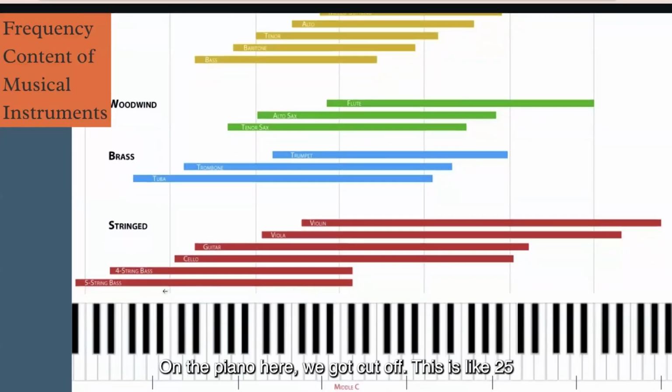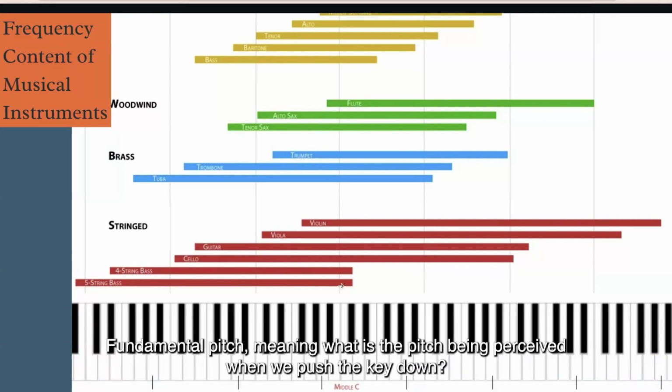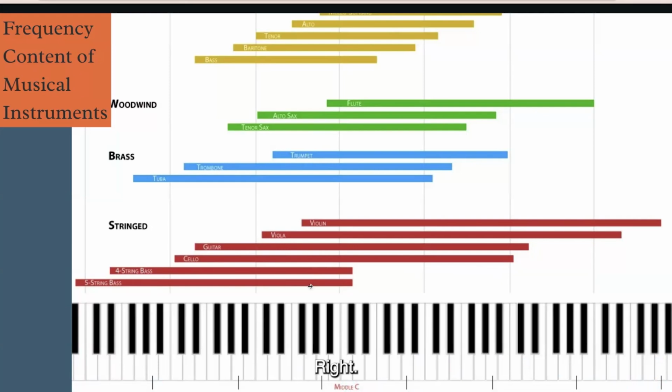So on the piano here, we got cut off. This is like 25 hertz or 27.5 hertz at the low A on the piano, and the high C on the piano is just below 4,000 hertz. Okay. And really, we're talking about the fundamental pitch in this chart. So fundamental pitch meaning what is the pitch being perceived when we push the key down, right?